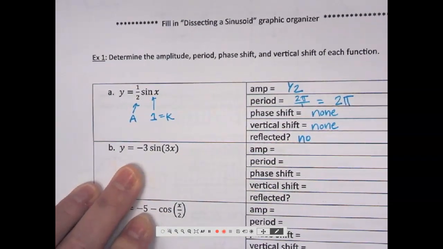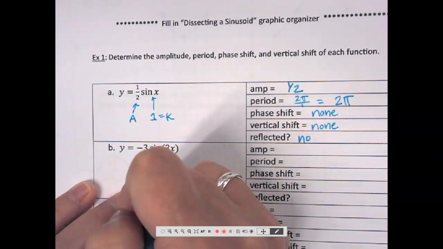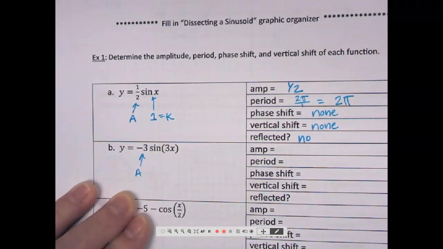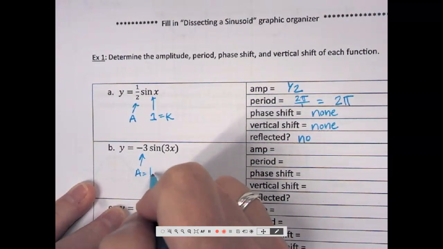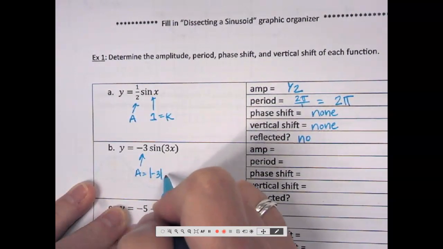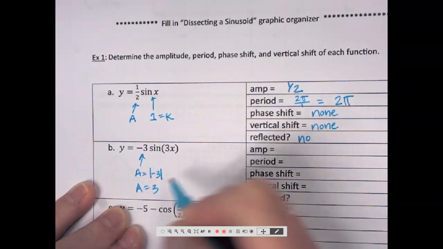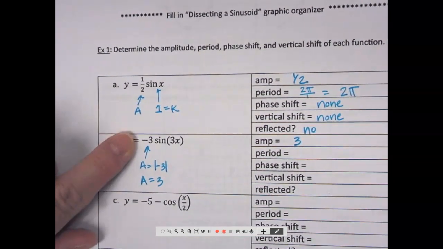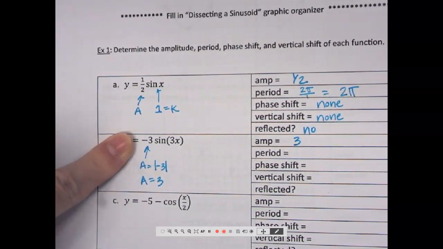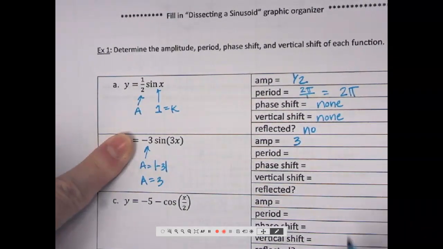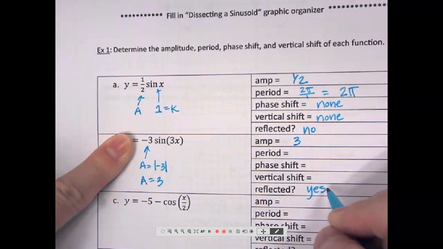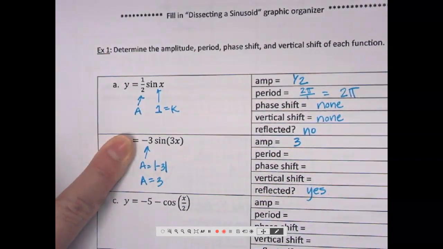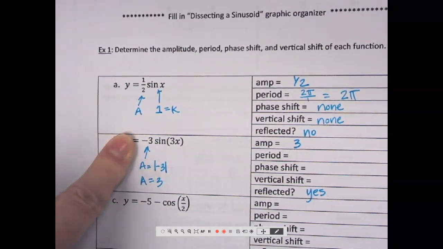What's the amplitude? Here's the A value, but what's the amplitude? 3. I'm going to take the absolute value of -3. So amplitude is 3. But the fact that that is negative, what do I know is going to happen? It's going to be reflected. So let's just drop down there and go ahead and say yes. Will be reflected over the x-axis.